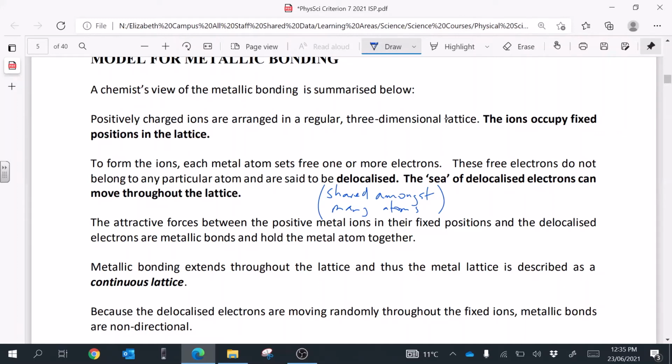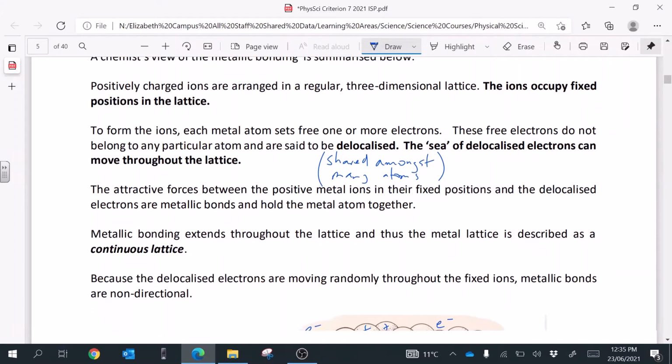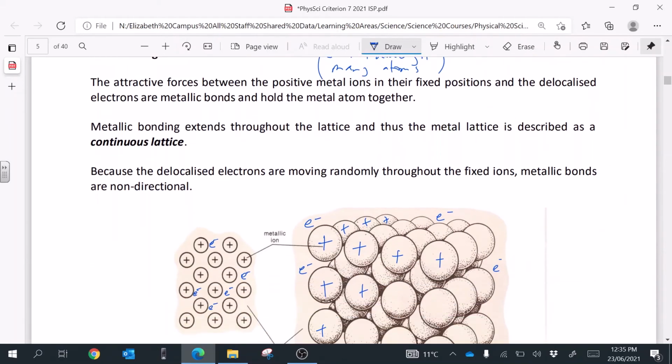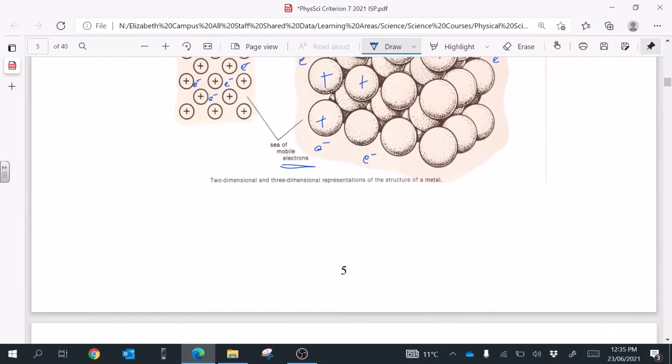So they're electric forces. Metallic bonding extends throughout the lattice, and thus the metal lattice is described as a continuous lattice. Lattice is like another word for structure. Because the delocalized electrons are moving randomly throughout the fixed ions, metallic bonds are non-directional. Rightio.